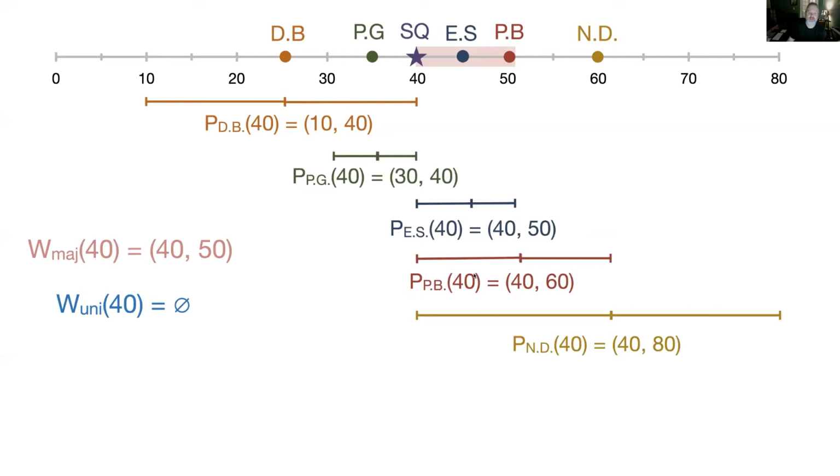Elliott Smith, Phoebe Bridgers, and Nick Drake are all going to vote yes for 45. David Bazan and Patty Griffin are going to vote no. We like 40. We like the status quo. And it's going to pass, 3 against 2. It's in the win set. By definition, it passes.